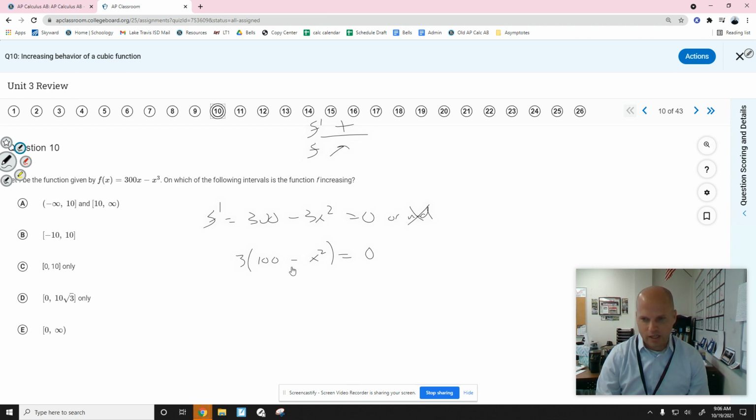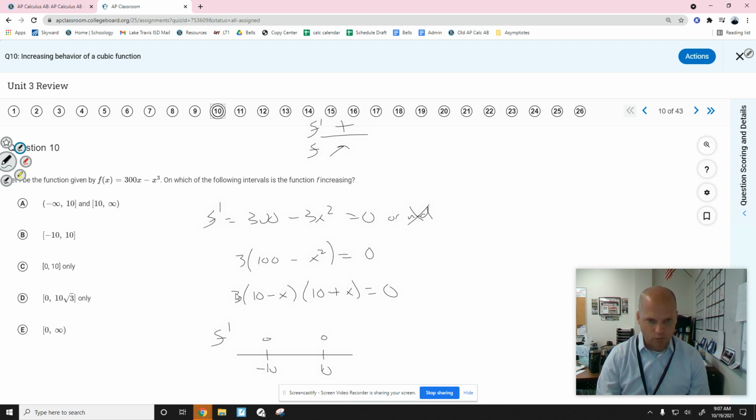And you can kind of see this is plus or minus 10, or you could factor this as 10 minus x, 10 plus x. It's up to you. It doesn't matter if you factor or if you just solve normally. You should get -10 and +10. These are your critical points for f. That's when f prime is 0.